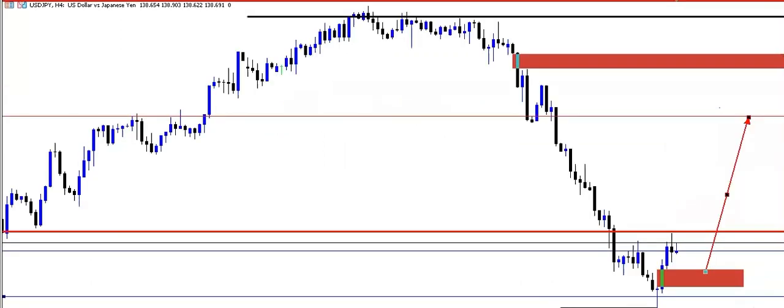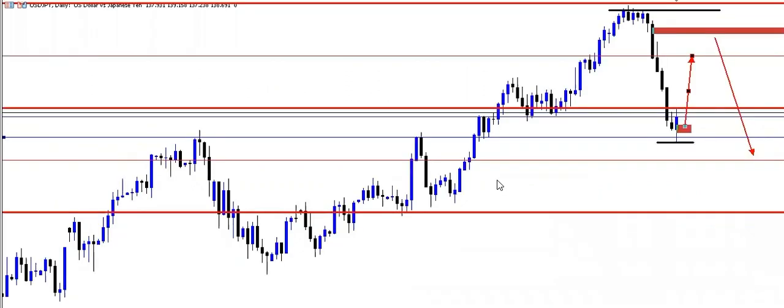Then lastly, let's see USDJPY. USDJPY daily, wow, sold off massively. So if we're going to trade this, we can take this as a little retracement, as that is the previous higher low, but the overall structure has changed to bearish because this place has been broken.